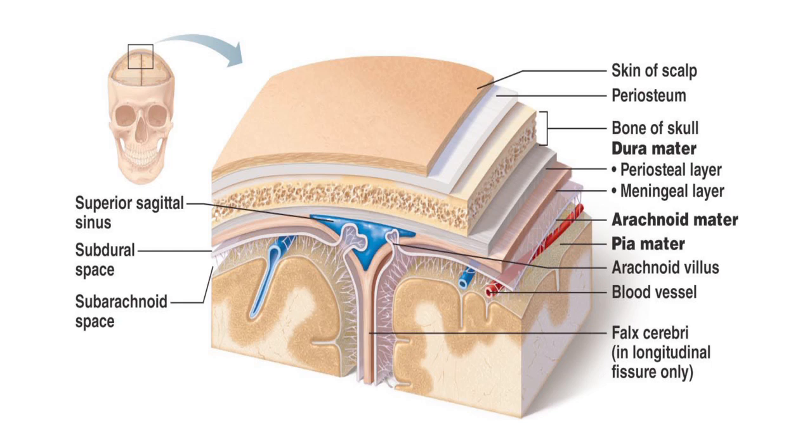Now, below the dura mater you have the subdural space, and below the arachnoid mater you have the subarachnoid space, which is where cerebral spinal fluid flows. In the middle, you can see the superior sagittal sinus, as well as the arachnoid villi, which we're going to get to later, as well as the falx cerebri.